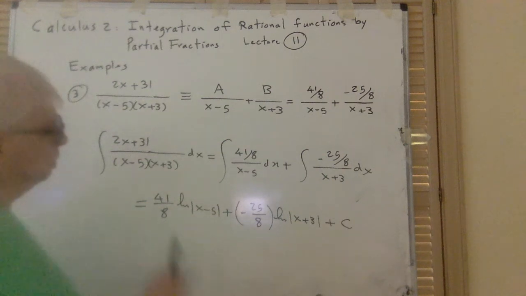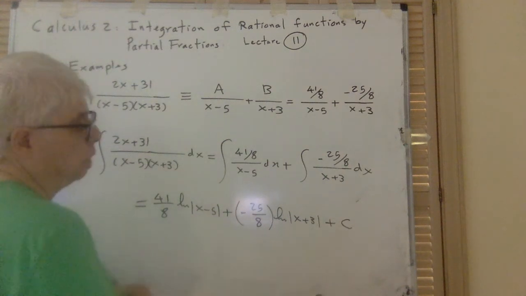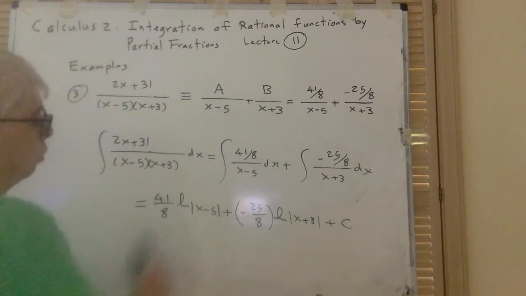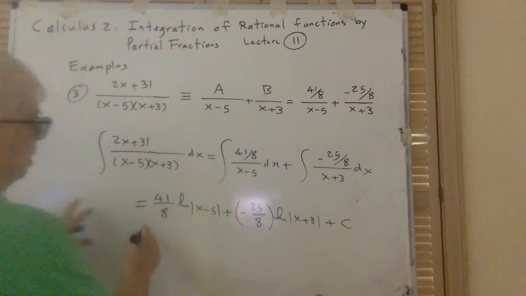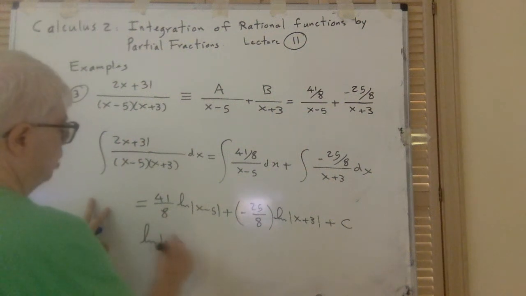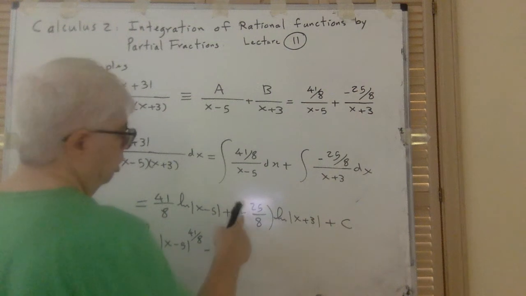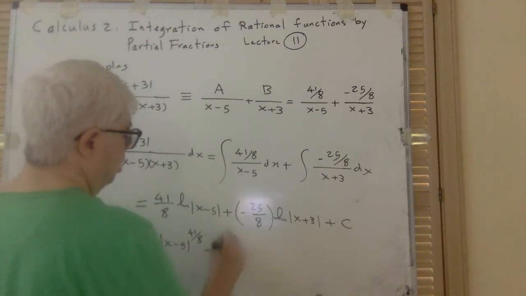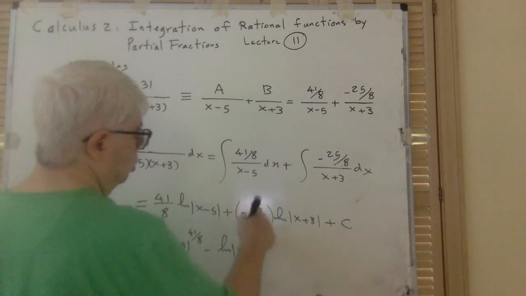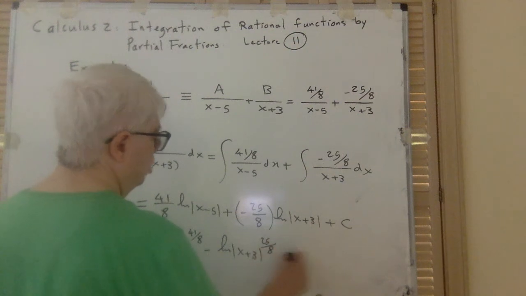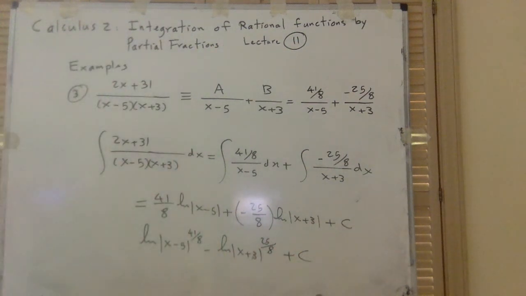Some people, if these coefficients are nice, would just put these two ln's together. In some special cases, it's good to bring this coefficient in, by writing this as ln of absolute x minus 5 to this power. Remember, the power comes here. And this one, I can just put the negative power outside and write it as ln of x plus 3 to this power, 25 over 8, plus the constant. That's what I mean.